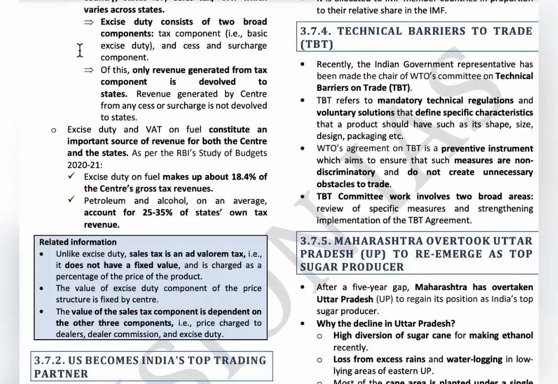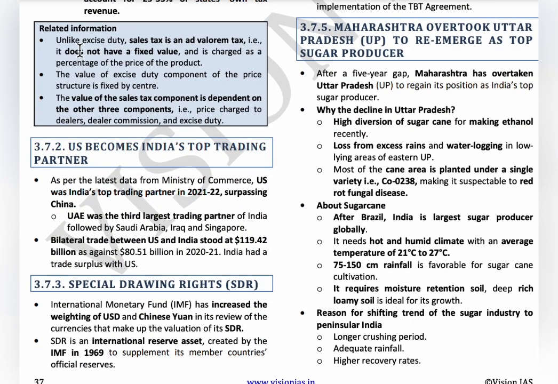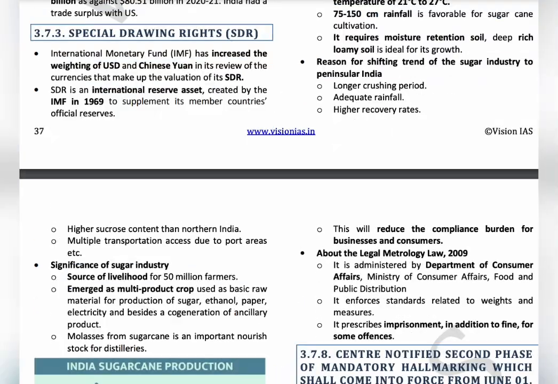The next topic is US becomes India's top trading partner. So as per the data released by the Ministry of Commerce, in 2021 to 22, US was India's top trading partner.